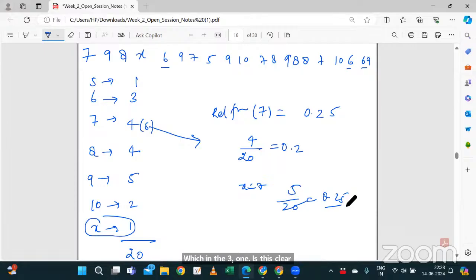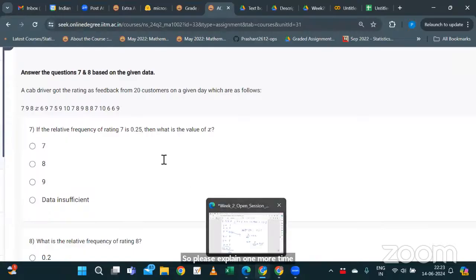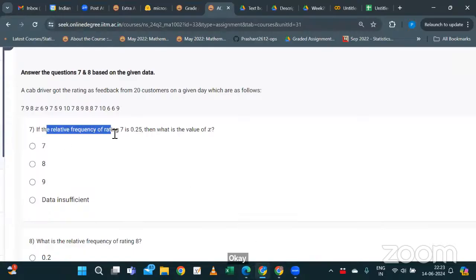Please open the dashboard again. Is this question clear or not? Sir, please explain one more time. Okay, so the question is saying relative frequency for rating 7 is 0.25. We have to find the value of X. What should be the value of X?